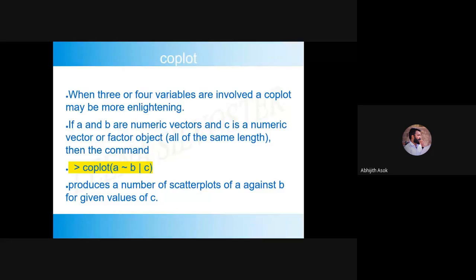Another command is coplot. When three or four variables are involved, a coplot can be used. If a and b are two numeric vectors and c is either a numeric vector or a factor object, we can issue this command, coplot(a ~ b | c). This command produces a number of scatter plots of a against b for a given c. The symbol denotes given some values of c.